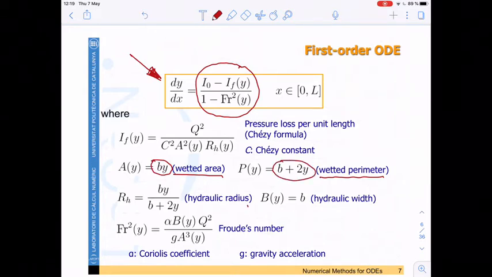Now, the hydraulic radius is simply the wetted area over the wetted perimeter. The hydraulic width is b because of our rectangular channel. And then we have Froude's number, that is this dimensionless number that can be understood as the ratio of flow inertia over gravity.